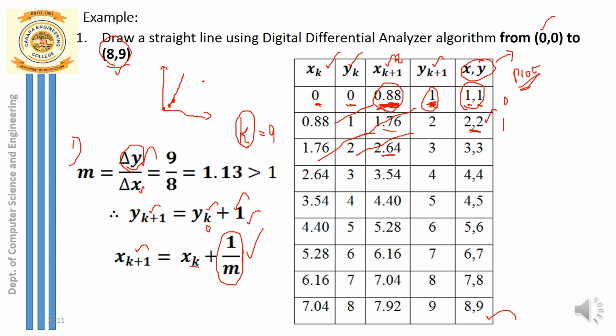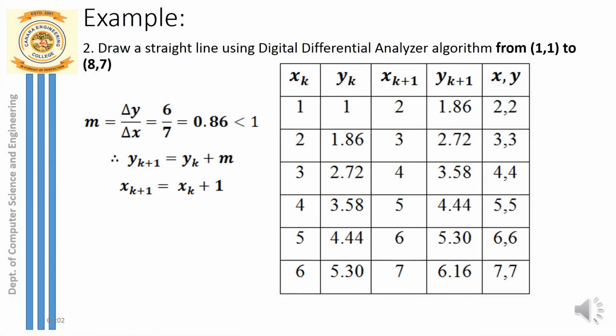Total how many iterations do I have? Total 9 iterations I do have over here. So this is how we are going to plot the points, and this is how we are going to generate the line segment. I hope it is clear. You can now quickly analyze this next example also.